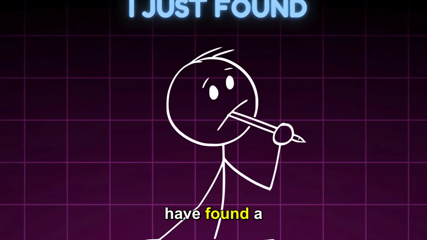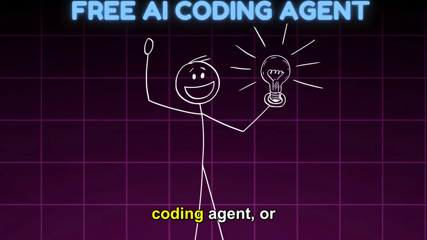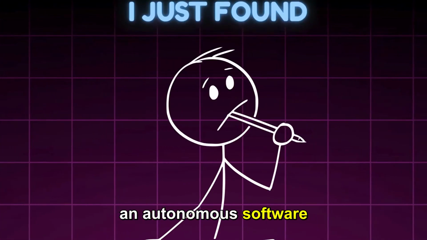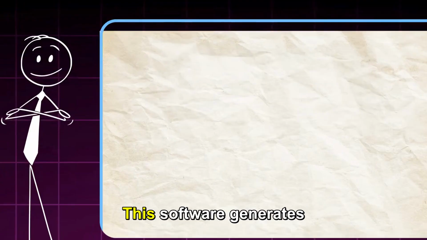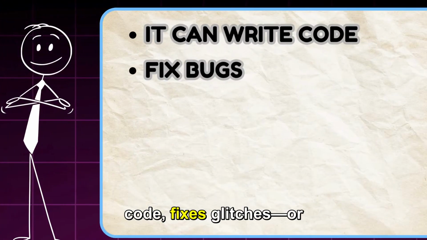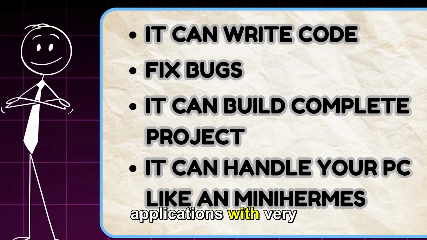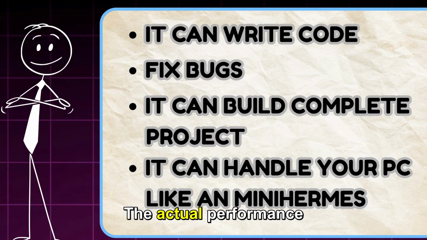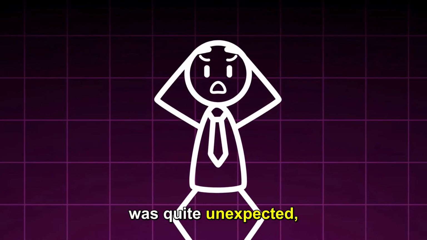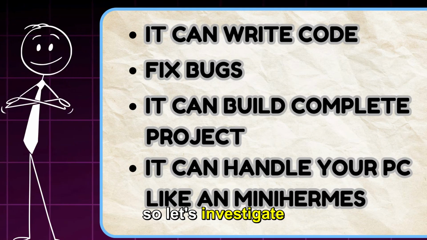It seems I have found a top-tier free AI coding agent, or an autonomous software development tool. This software generates code, fixes glitches or errors, and develops entire applications with very little help. The actual performance was quite unexpected, so let's investigate it.